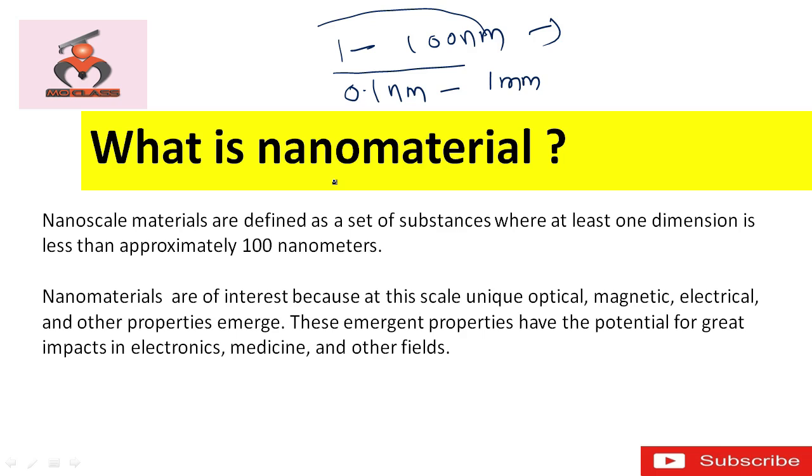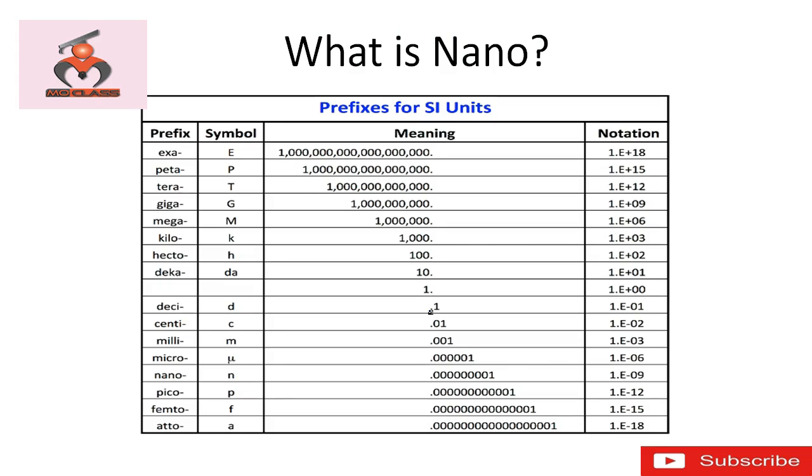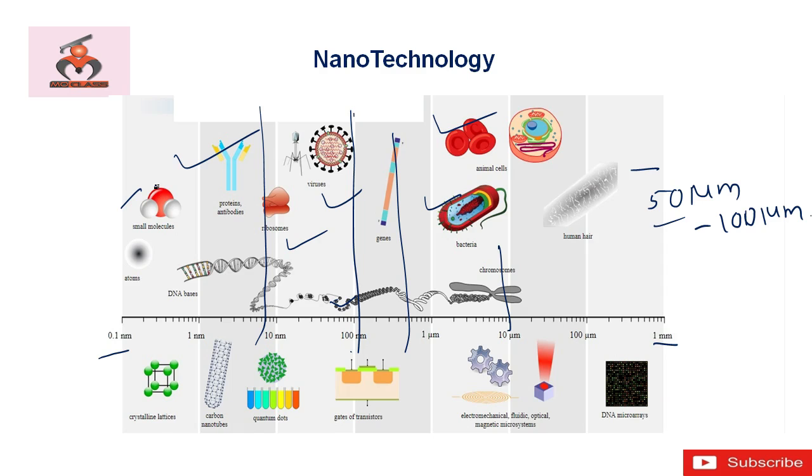It possesses very unique characteristics like optical, magnetic, electrical, mechanical and other properties. We frequently use nano as a prefix to define the size of matter. The slide we have already discussed.